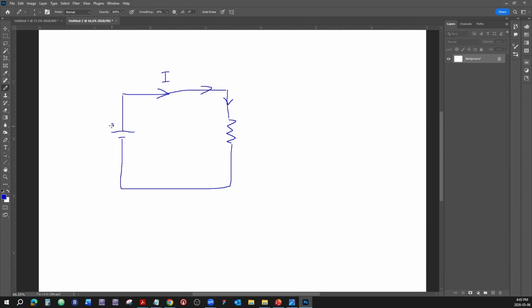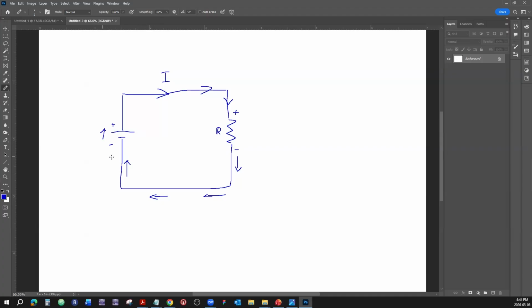Now, because this is the positive terminal of the battery and this is the negative terminal of the battery, when we run the current through the resistor, or the load, there is going to be a more positive side and a more negative side of the resistor at this point here. So the current keeps flowing. What is happening here? Inside this power supply, the current flows from negative to the positive.